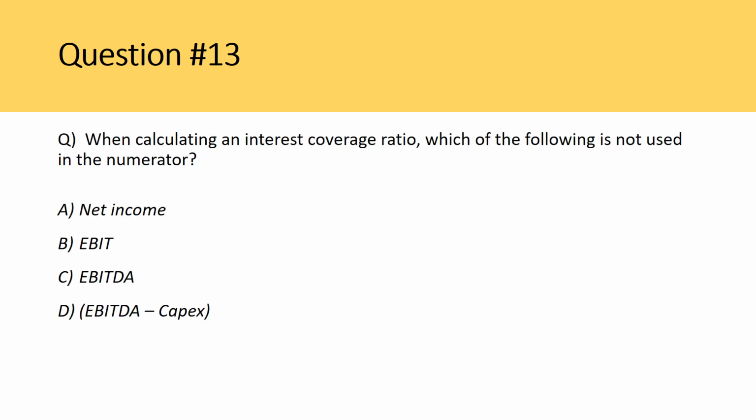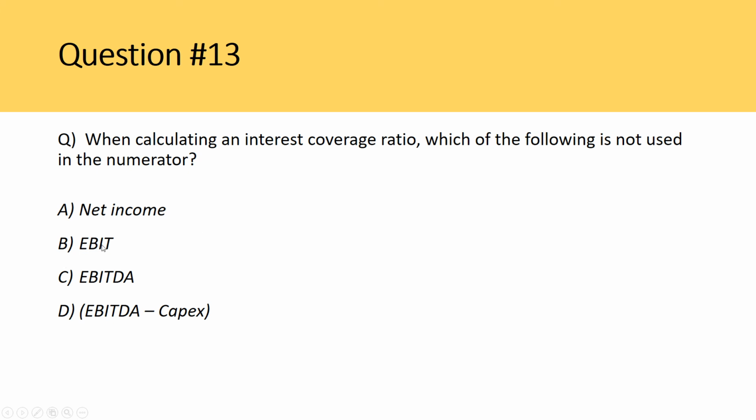Now, question 13. When calculating an interest coverage ratio, which of the following is not used in the numerator? Now, this is another good question. These are tough questions, especially if you've never looked at this before. Now, you have to think of the interest coverage ratio talks about the ability of the company to cover its interest expense, right? So which of these metrics would already have accounted for interest?